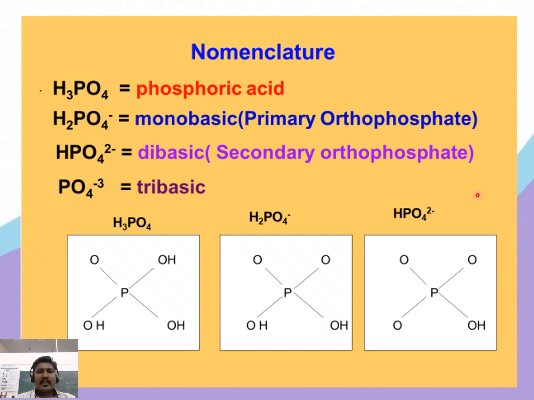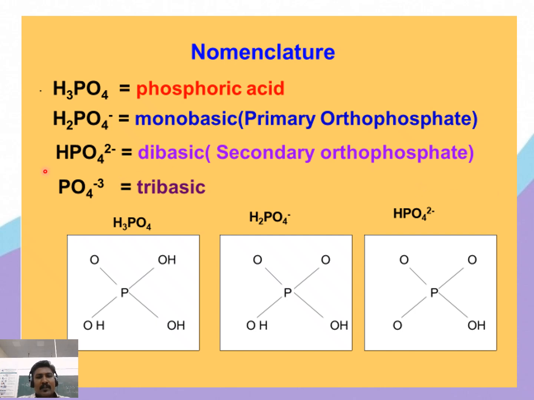Before studying this lecture, you should know the terminologies related to phosphorus. H3PO4 is phosphoric acid. H2PO4 minus is monobasic primary orthophosphate. HPO4 2 minus is dibasic secondary orthophosphate and PO4 3 minus is tribasic. Whenever the hydrogen ion is present, their availability mostly depends on acidic conditions. When the hydrogen ion is absent from the form of phosphorus, they will be available in alkaline condition.